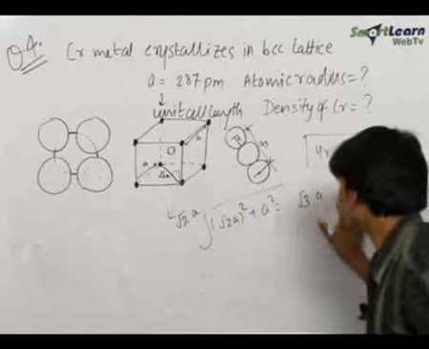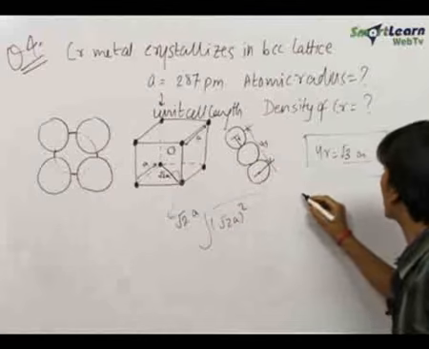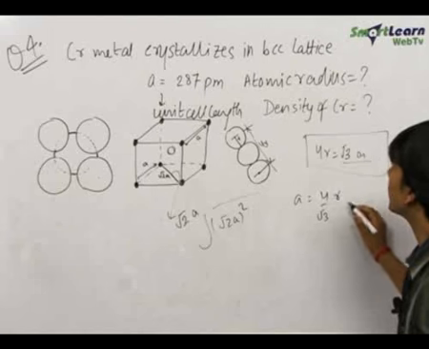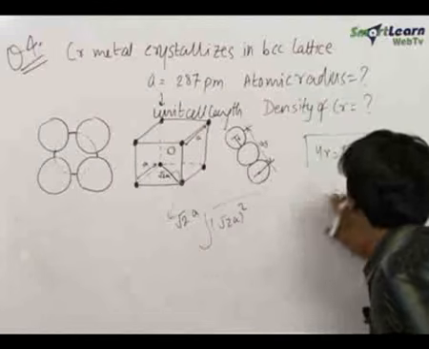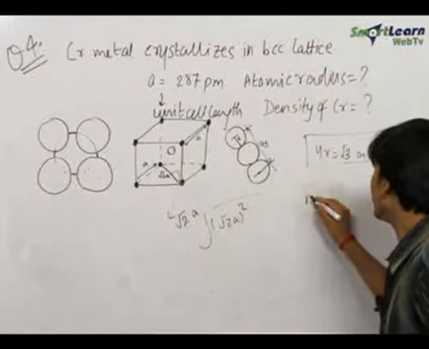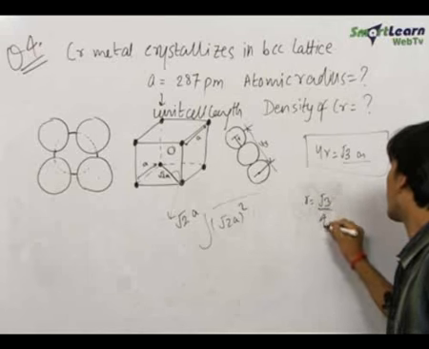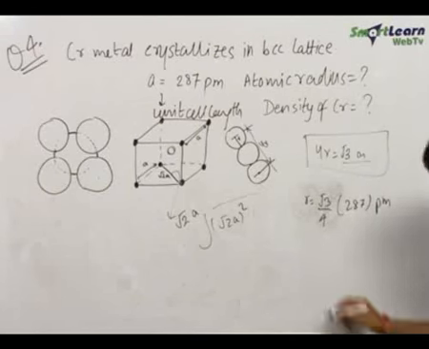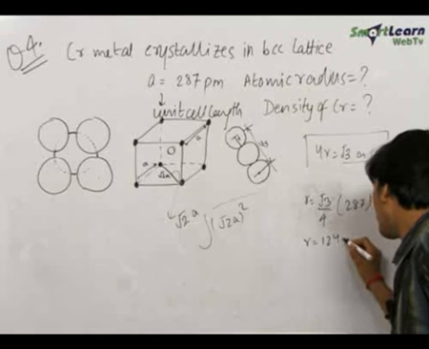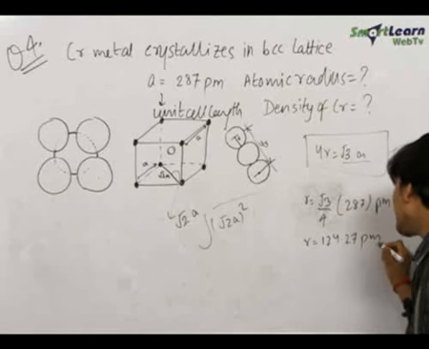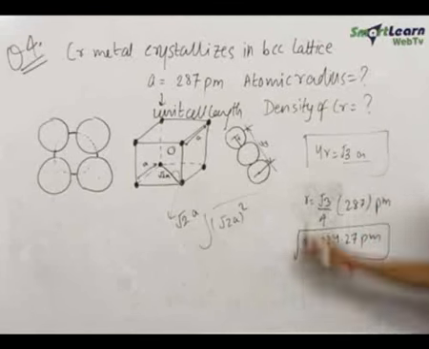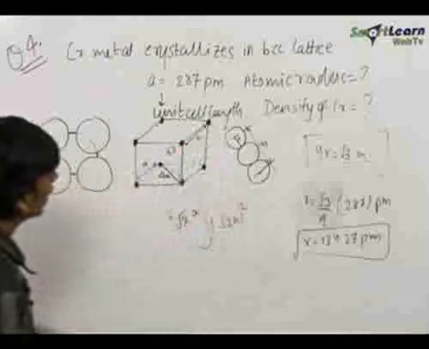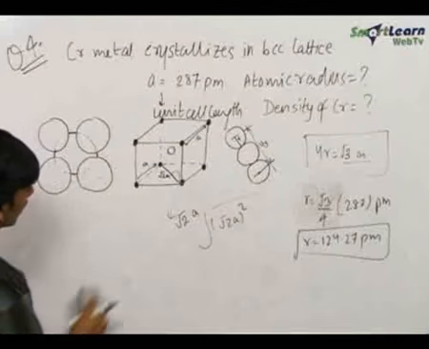So on putting the values over here, we get a is equal to 4 upon root 3 times r, or rather r is equal to root 3 upon 4 into a, that is equal to root 3 upon 4 into 287 picometers, that is r is equal to 124.27 picometers. So we get the answer for our first part, that the radius of the atom is coming out to be 124.27 picometers. Now we need to find out the density of chromium.